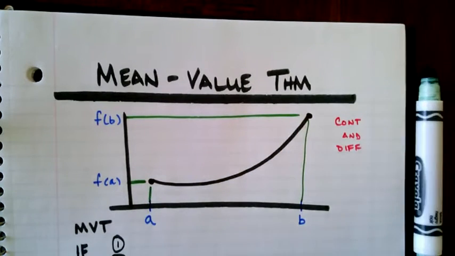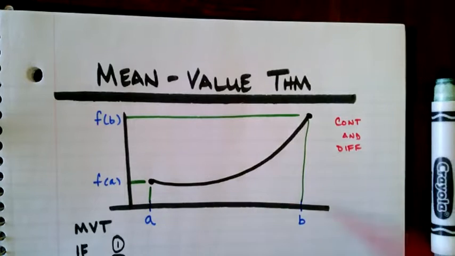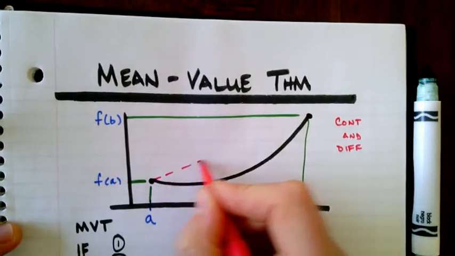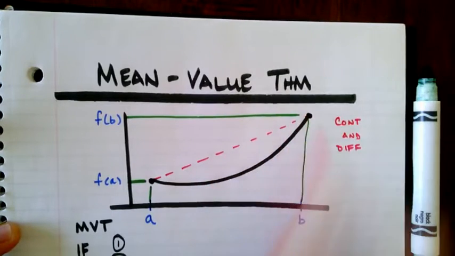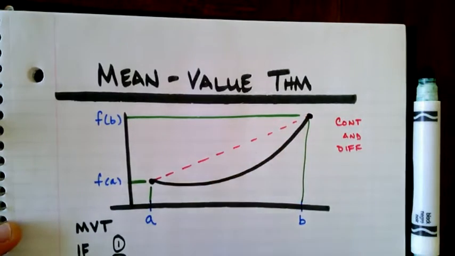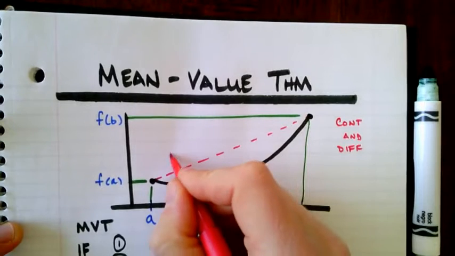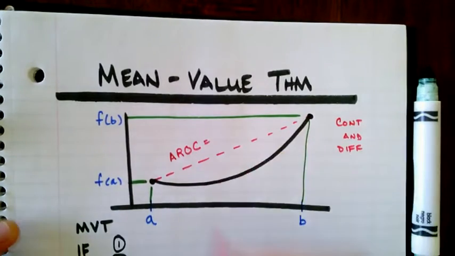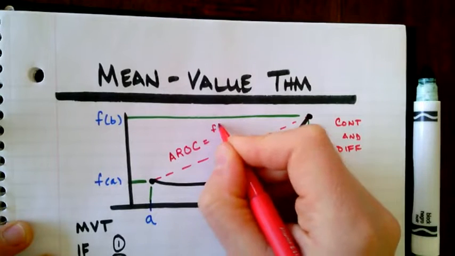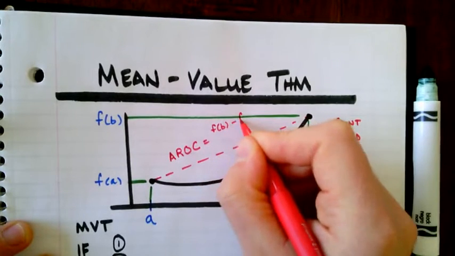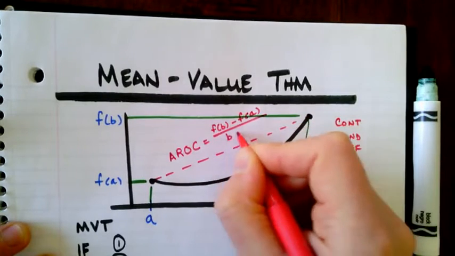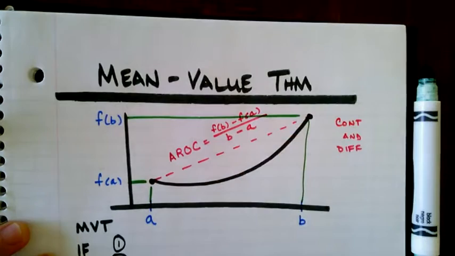All right. Now something interesting about my curve and any other curve that we could have drawn. Imagine the line that connects the endpoints. This line describes the average rate at which this function changes, because it is equal to the change in y on the interval divided by the change in x on the interval.